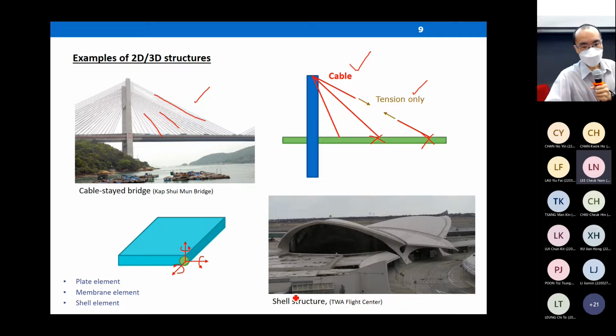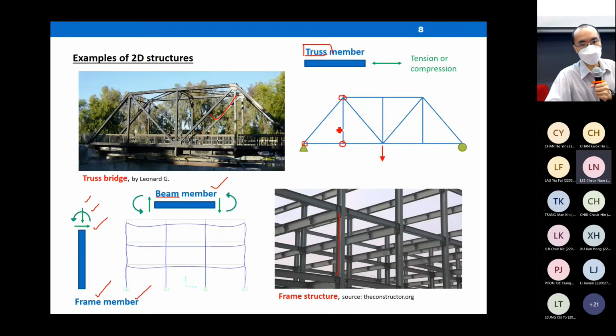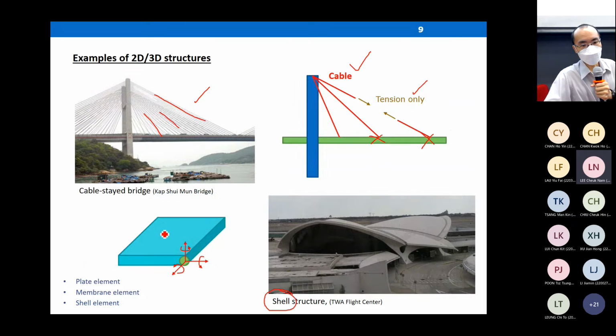Another one is shell element. Shell element is totally different from the previous elements, right? In the previous page, you can see that all elements are just like a line. You can call this a 1D element, a line element, a straight line. But shell element is a plate, a 2D element, or you may call this an area element, just like a plate. If you want to model a shell like this, then you need to use shell element.